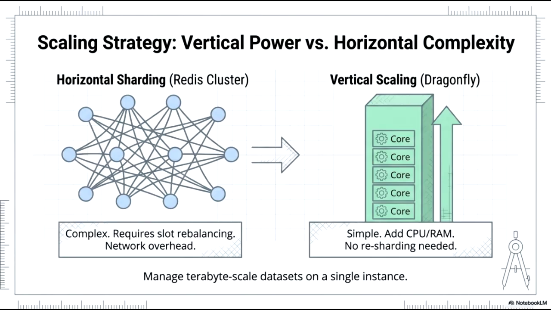In contrast, Dragonfly leverages vertical scaling to provide a far simpler alternative. Instead of managing a sprawling network of nodes, you can scale by simply adding more CPU and RAM to a single machine. Because there is no need for resharding, this approach allows for the efficient management of terabyte-scale datasets on a single instance, streamlining operations while maintaining high performance.